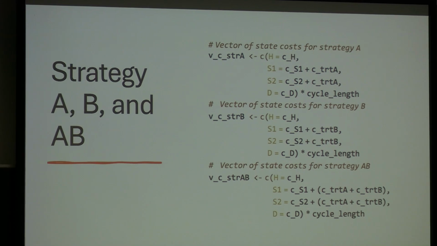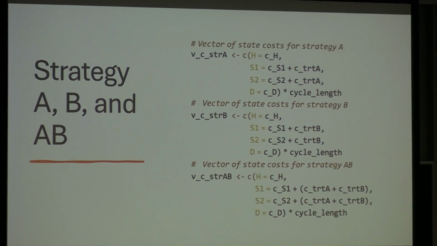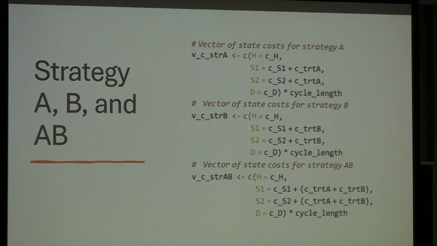And for the cost, we need to include: if you are doing strategy A, then you need to add the cost for treatment A. If you are going back to the standard of care, they are just C_H, C_S1, C_S2, etc. But if you are doing some treatment, then you of course need to add the cost for each treatment. And for treatment AB, which is the most expensive treatment, you need to add both costs.